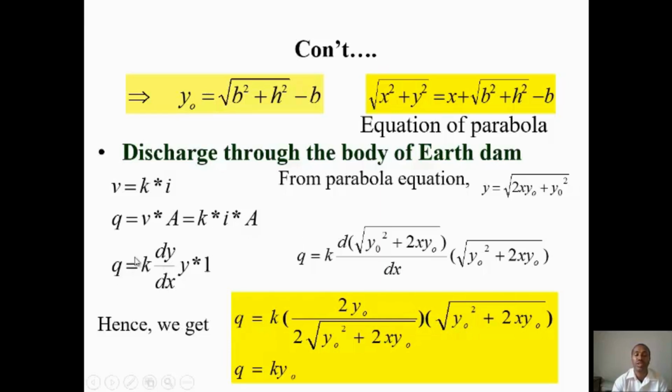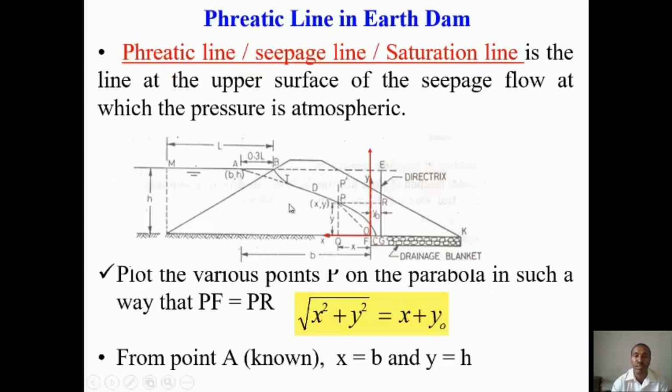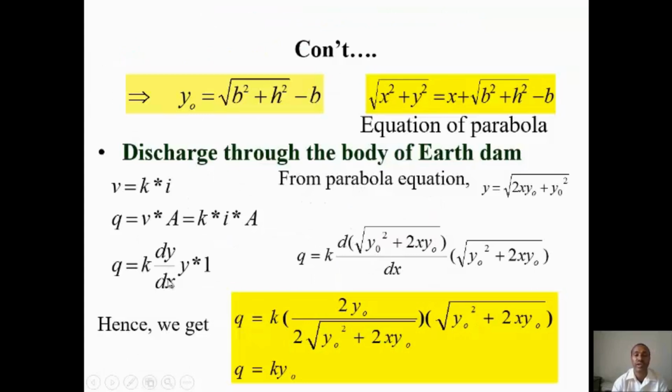Once you have Q, i means hydraulic gradient. The hydraulic gradient at any point is dy over dx, and the area is y. If you take a simple rectangular portion through porous media, perpendicular to the flow direction, you will find dy by dx times y. The y distance to the other side, then dy is the rate at which the depth is changing with respect to x, times y, times 1 meter.